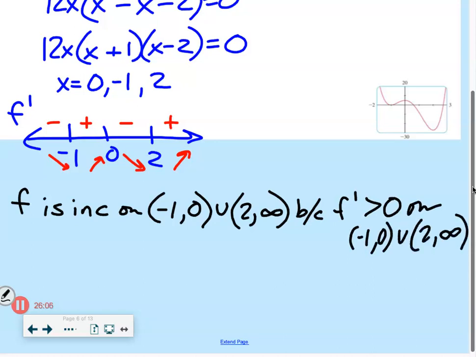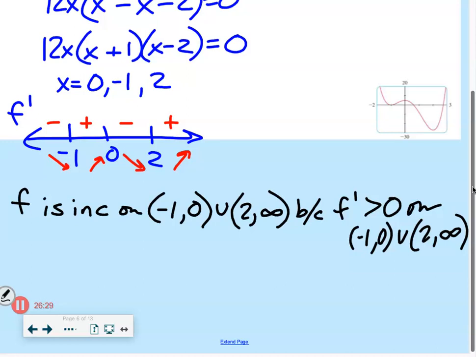You are never allowed to use the words "the sign." You have to name what is positive. Could you say "those intervals" instead of rewriting them? Yes, you could say "on those intervals." Sometimes it's faster to just say on those intervals, and sometimes it's faster to just rewrite the intervals.